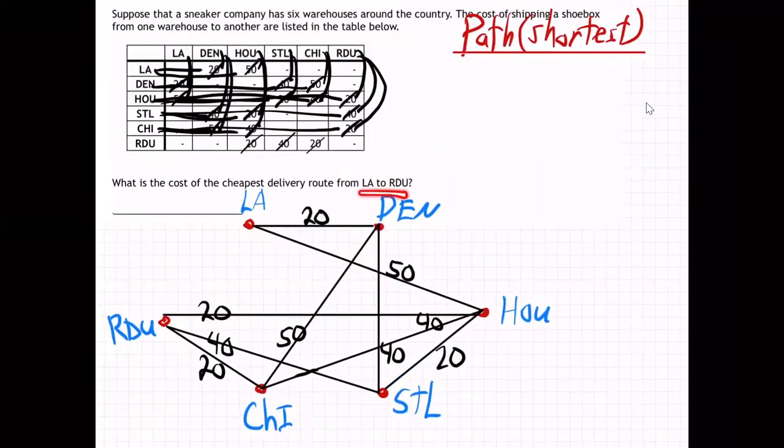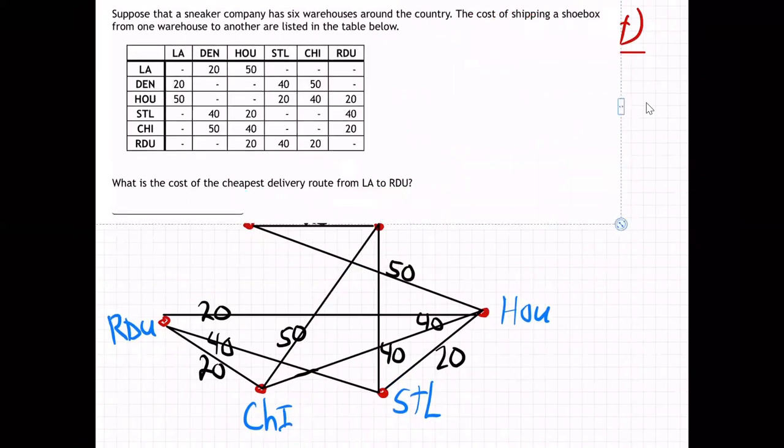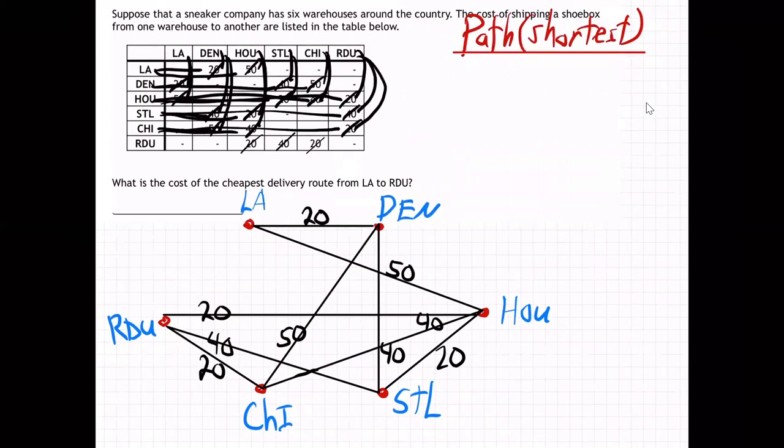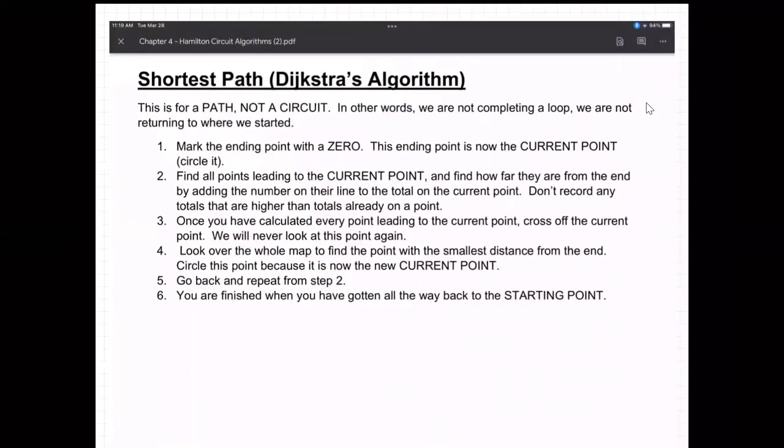We're supposed to go from LA to RDU. So the ending point, RDU. I'm going to put a 0 here. That's my ending point, RDU. Okay. And I'm going to circle it because it's the current point. That's what it says here, right? Mark the ending point with a 0. This is the current point.